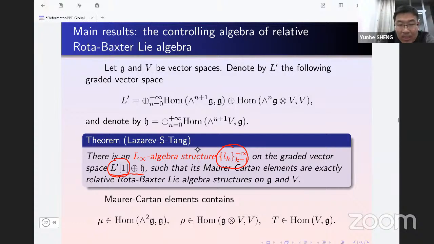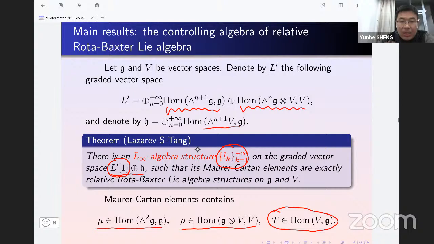For n equals 0, this gives the element T, a linear map from V to G. But since we shift L' by 1, the degree 0 element in L'[1] gives one component mu, from wedge 2 G to G, which lives here, and another component rho, which is a linear map from G tensor V to V, and it lives here.